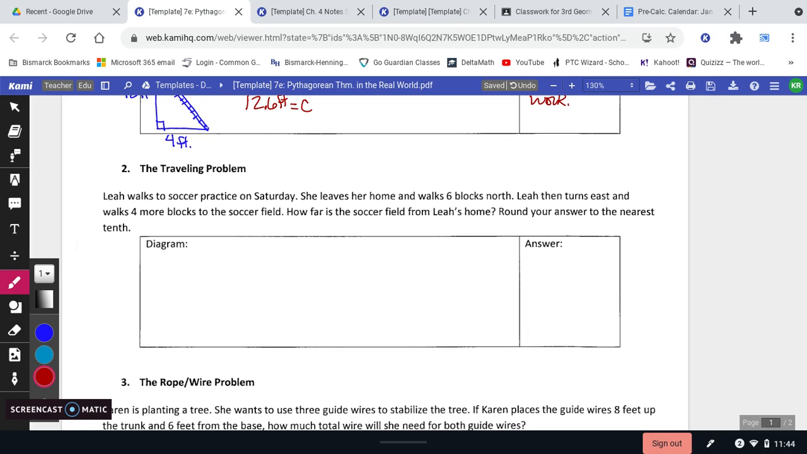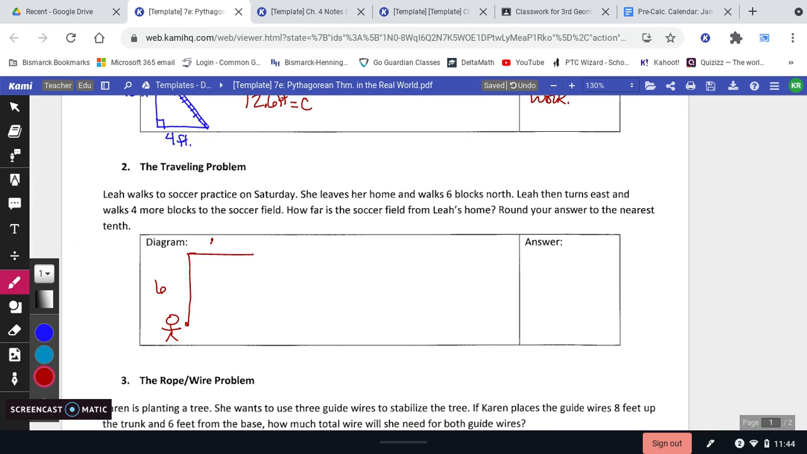Okay, let's do another one, the traveling problem. Leah walks to soccer practice on Saturday. She leaves her home and walks 6 blocks north. So she goes north. Oops, that's not a very straight line. Let's try again. Okay, so she goes north 6 blocks. Then she turns east and walks 4 more blocks. And then here is the soccer field. Okay, the question is, how far is the soccer field from Leah's house?